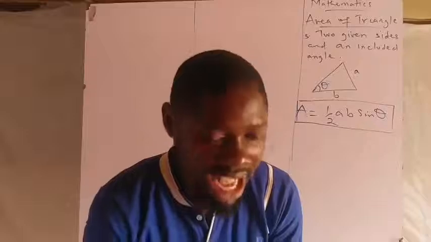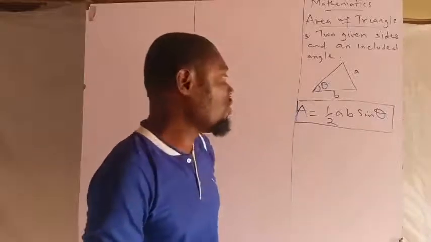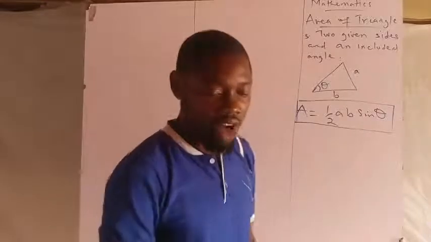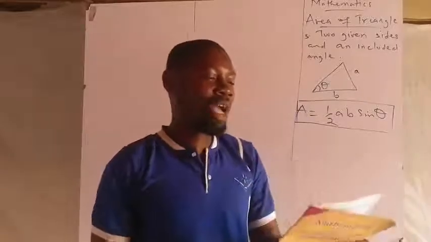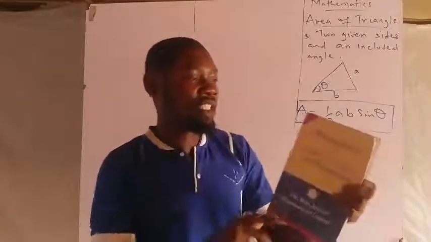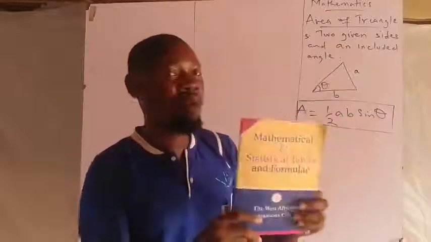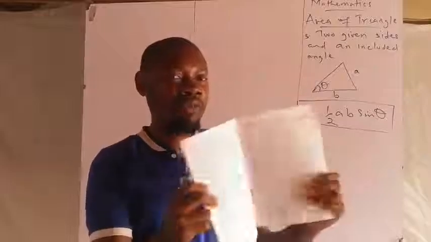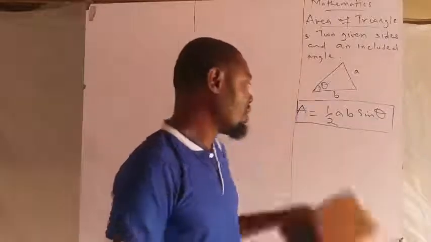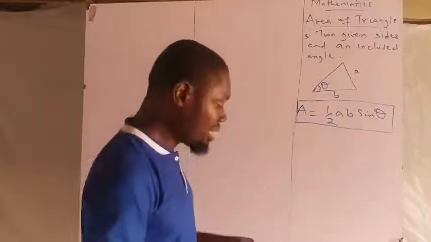But I said you can't deal with this if you don't know how to find your sine functions from your 4-figure table. That is why we'll be using the West African examination four-figure table that we have here. All students writing the WASSCE examinations are given this book where you have your different functions. So, for the sine, let's deal with the sine quickly.